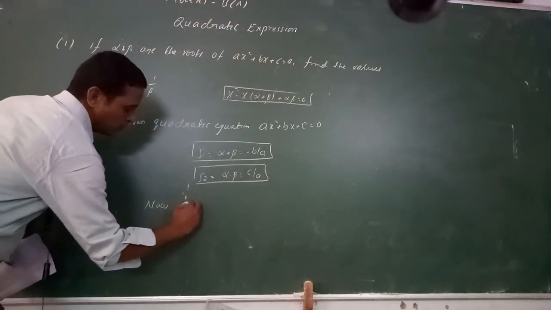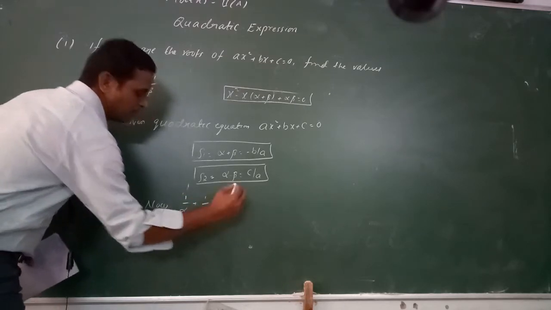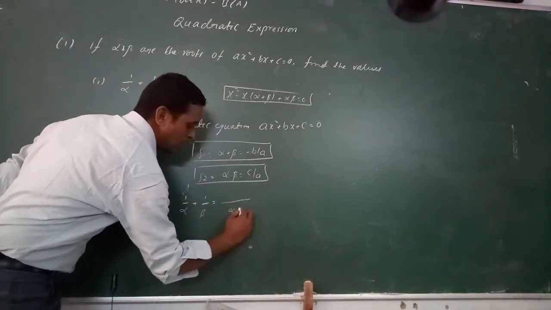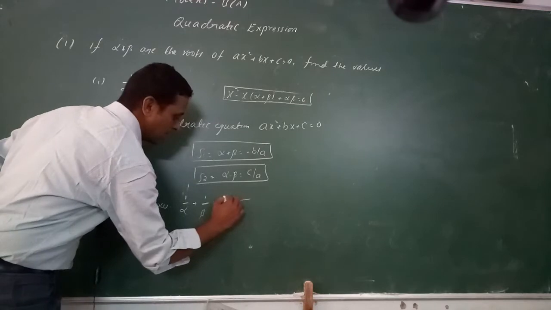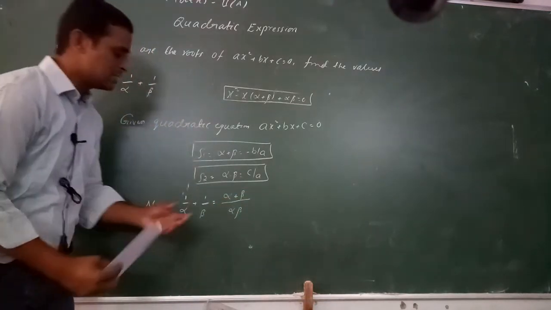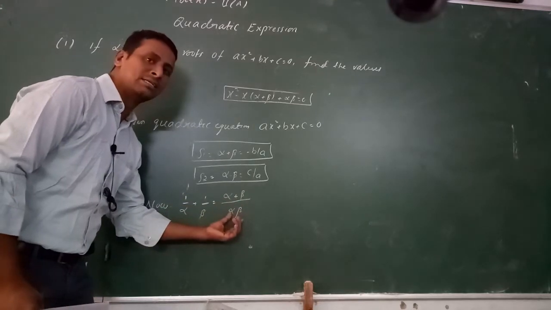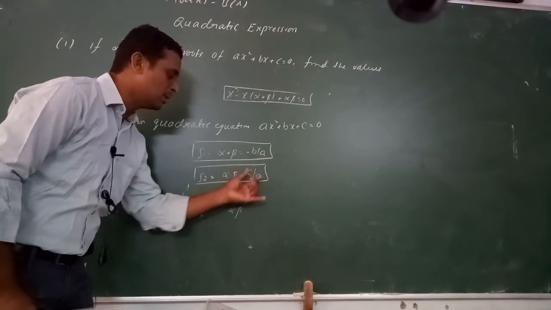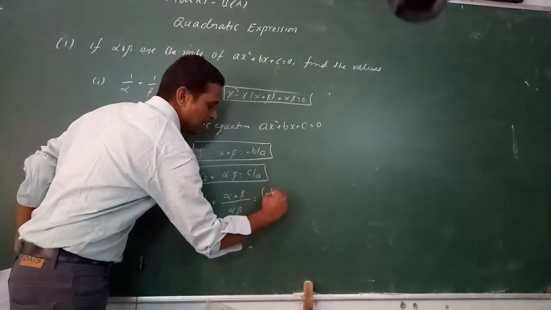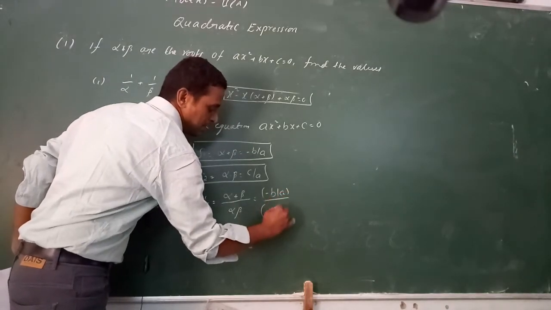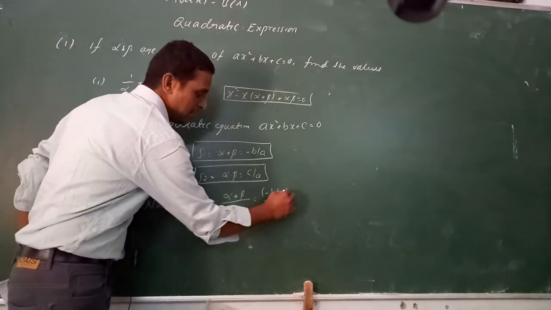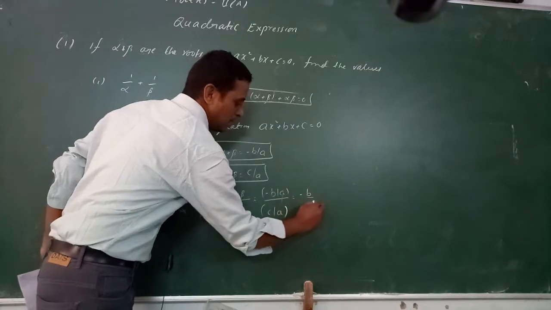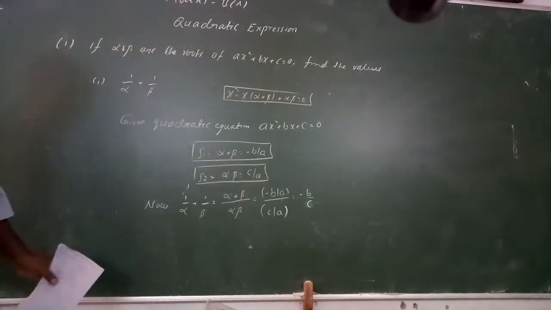Now 1 by alpha plus 1 by beta. What is the LCM here? Alpha beta. What is the numerator here? Alpha plus beta. Clear? So the numerator is the sum of the roots, the denominator is the product of the roots. Sum of the roots is minus b by a. Product of the roots is c by a. So substitute the values: minus b by a whole by c by a. What is the cancellation here? a cancels, so minus b by c. And now the second problem.